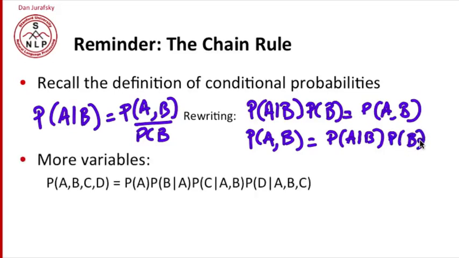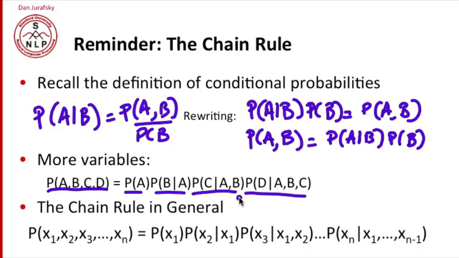And then we can generalize this to more variables, so the joint probability of a whole sequence A, B, C, D is the probability of A times B given A times C conditioned on A and B times D conditioned on A, B, C. So this is the chain rule.